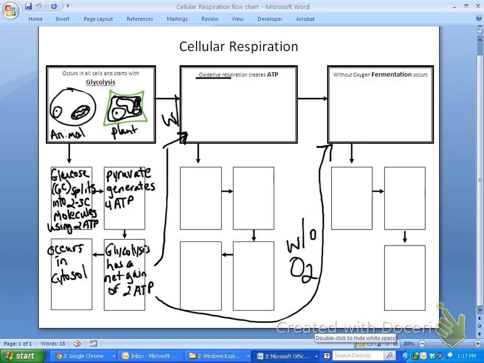And that's 2 oxygen molecules? Yeah. Because oxygen is a diatomic element, so it actually normally comes around as 2 instead of just 1.